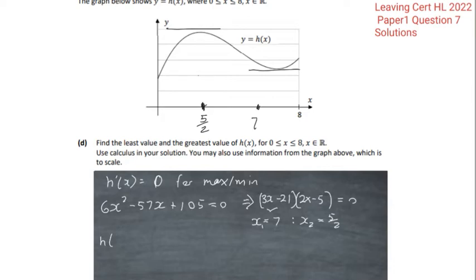Alright, so let's go back to the original equation. We'll substitute 5/2 into h of x, Hannah's heart rate equation, and we will get a result of 185.625 beats per minute. And for the second value of 7, h of 7 is equal to 94.5 beats per minute.